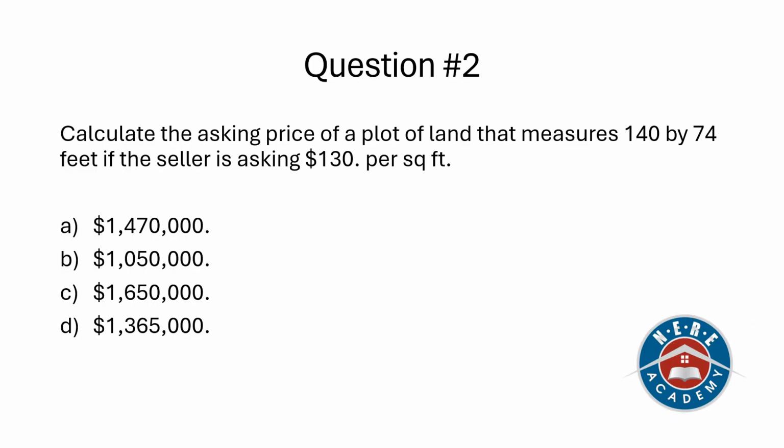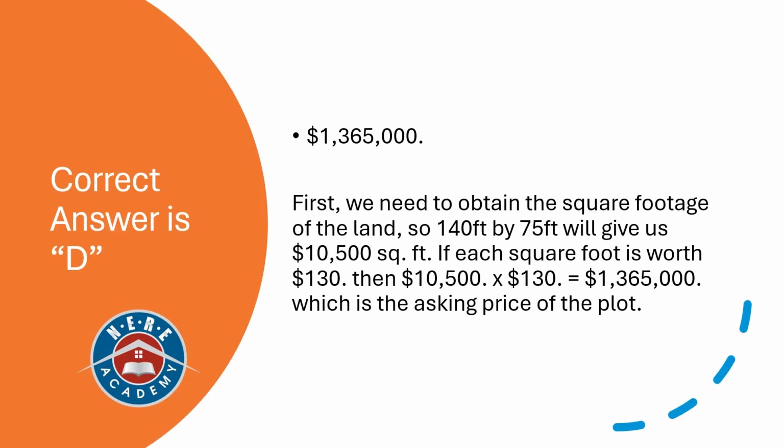Great. Now let's move on to question number 2. Calculate the asking price of a plot of land that measures 140 by 75 square feet if the seller is asking $130 per square foot. Is it A, B, C, or D? Stop the video and do your calculations. Your correct answer here is D, $1,365,000. How did we get there?